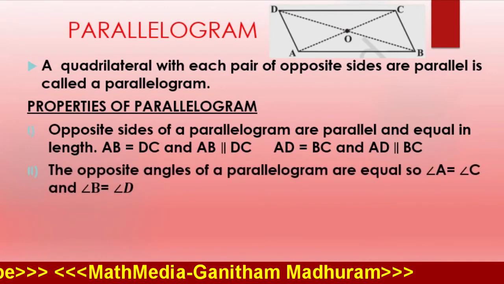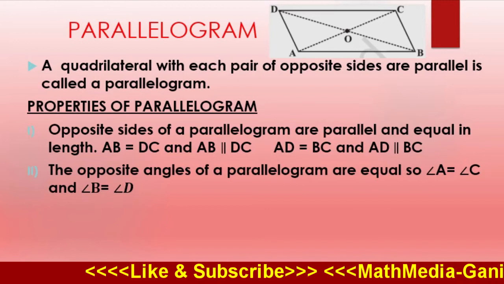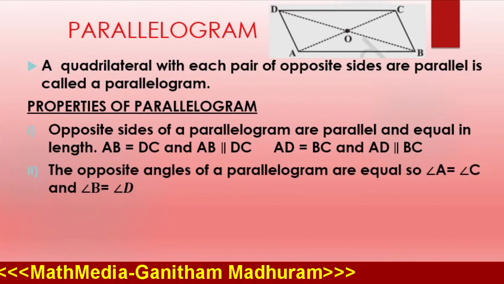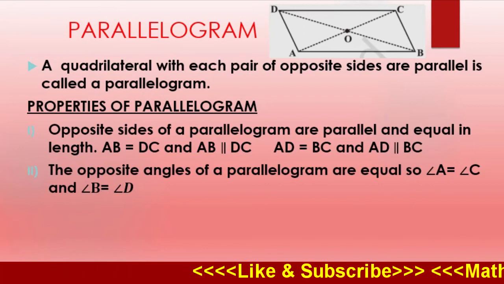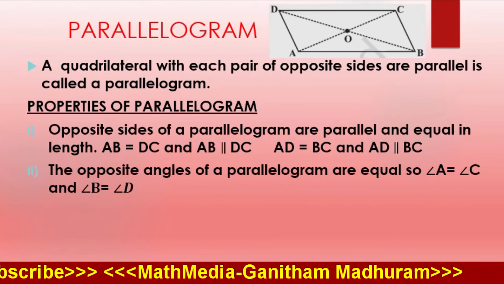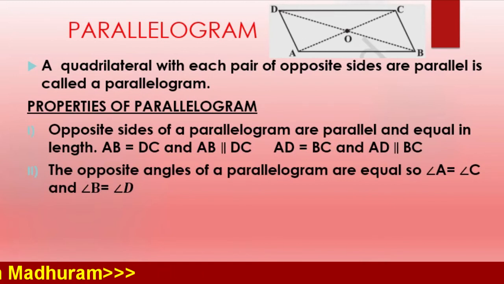Next property, the opposite angles of a parallelogram are equal. Which are the opposite angles? Angle A and angle C. Next one is, yes, angle B and angle D. So, angle A equal to angle C and angle B equal to angle D. That is, the opposite angles of a parallelogram are equal.